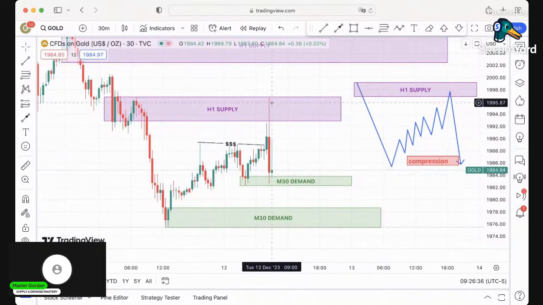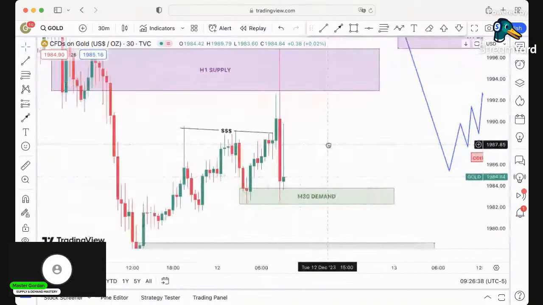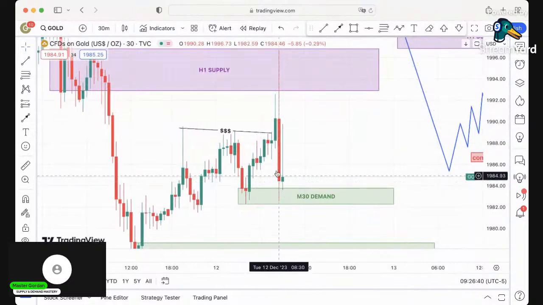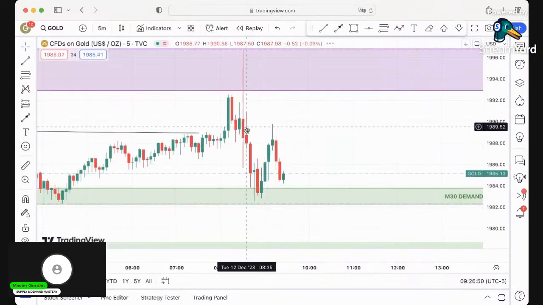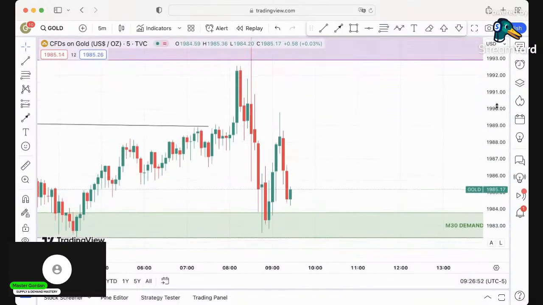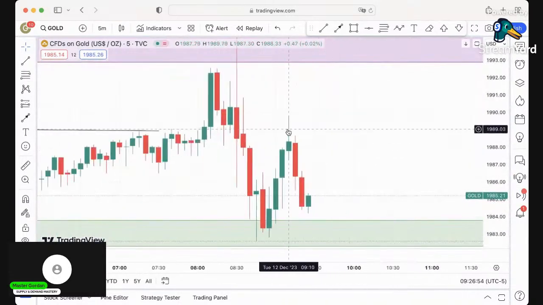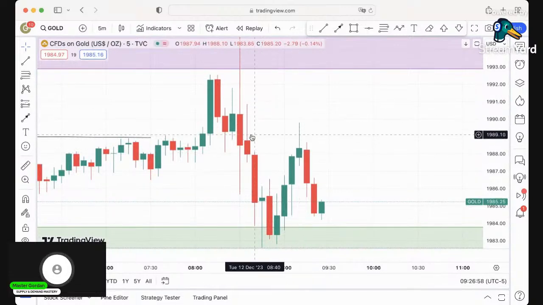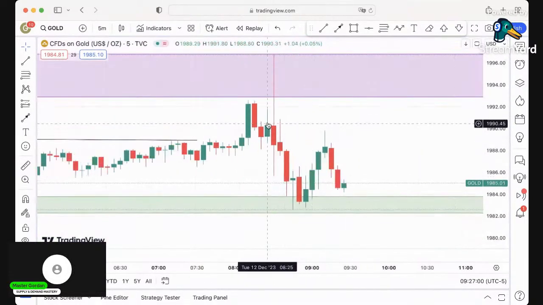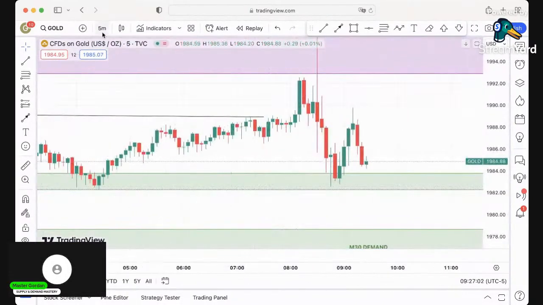So this is also one of the engulfing. Can you see? These two candles form another engulfing. Then these candles react from this demand zone. And where did it react? It reacted from this drop base drop supply in M5.